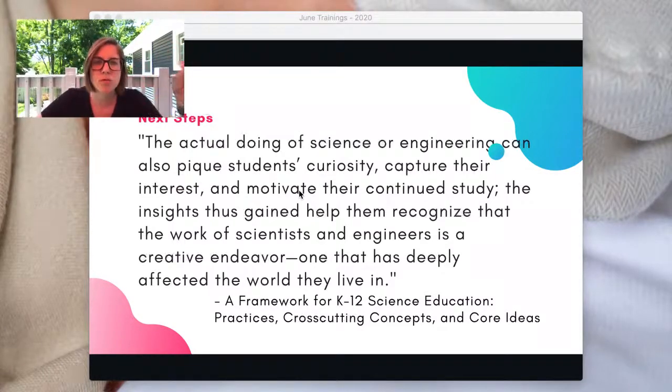But this quote, so the actual doing of science or engineering can also pique students' curiosity, capture their interest, motivate their continued study. The insights gained help them recognize that the work of scientists and engineers is a creative endeavor, one that has deeply affected the world they live in. So this absolutely ties into this idea of tuning into our students and engaging them, getting their curiosity, capturing their interest, motivating them to continue their study.